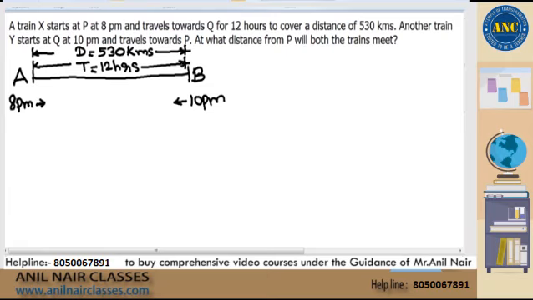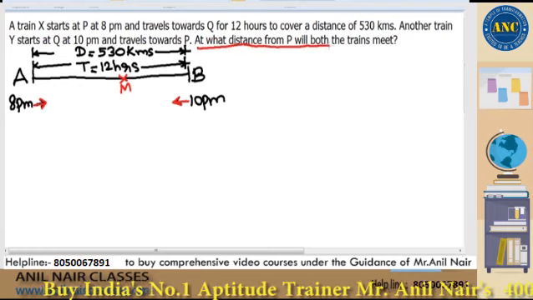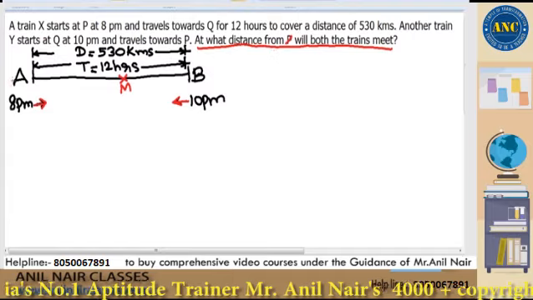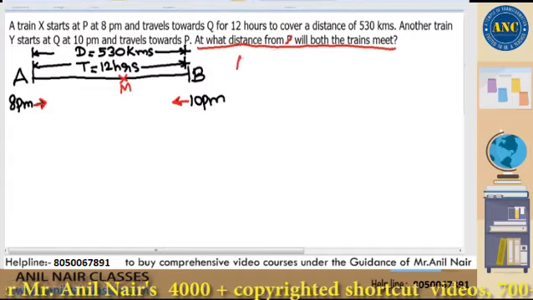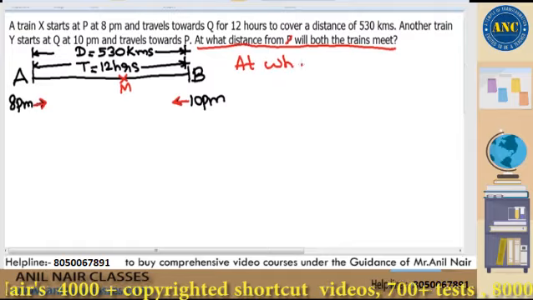Your question is, this train is traveling in this direction. This is traveling in the opposite direction. At some point when they are coming on the opposite tracks or different tracks, they will meet. That meeting point I will call M. Your question is, at what distance from A? Instead of P, I am putting it as A here. At what distance from A will they meet?